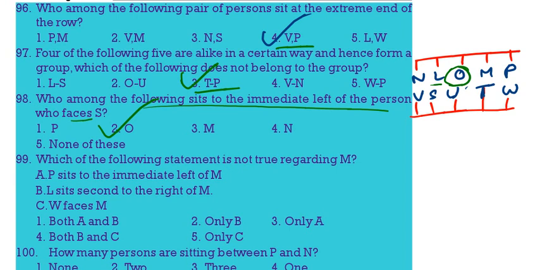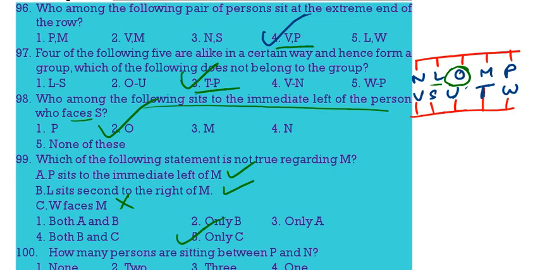Then, which is not true regarding M? So, regarding M, which is not true? P is to the immediate left of M, that is true only. L is sitting second to the right of M, that is true only. W faces M, that is not true. So, only C is not true.